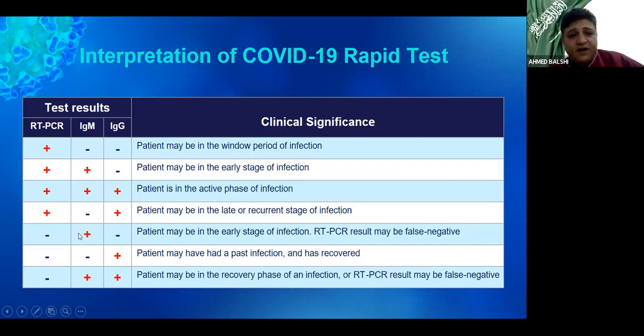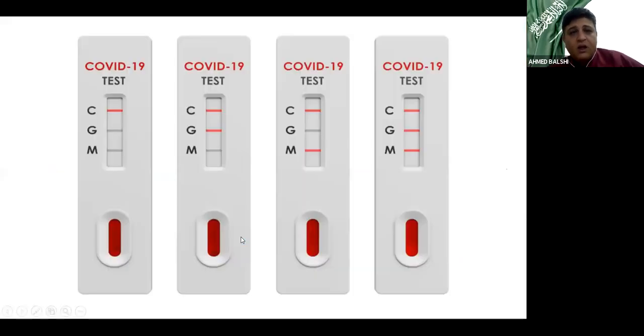When you have IgM alone, it means the patient is in the early stage of infection, and PCR may be falsely negative, a false negative PCR, and a patient having IgM means the patient is still in the early stage of infection.